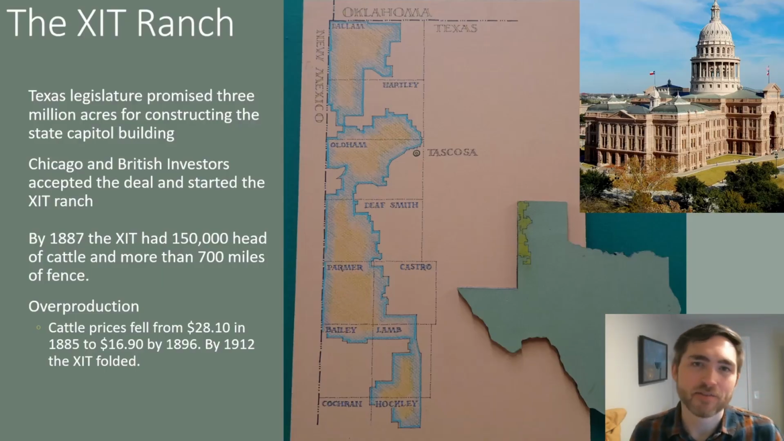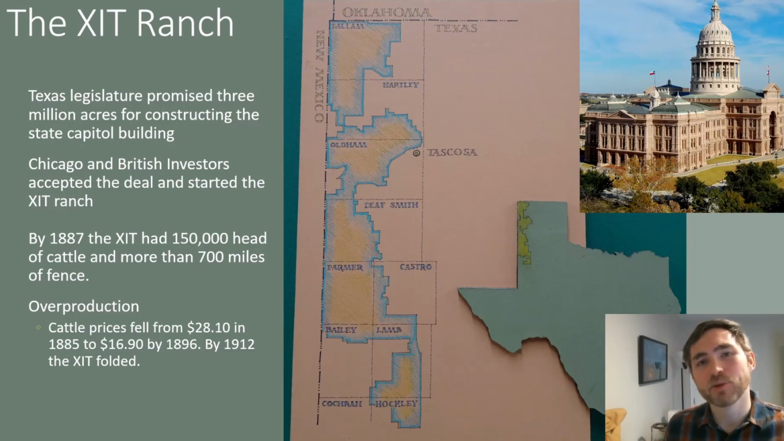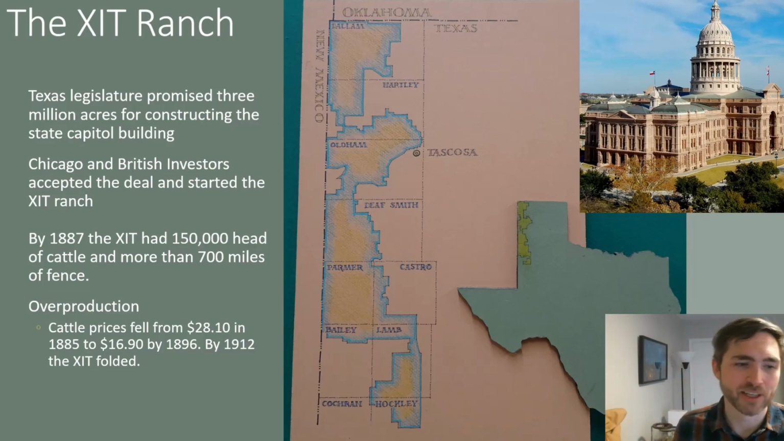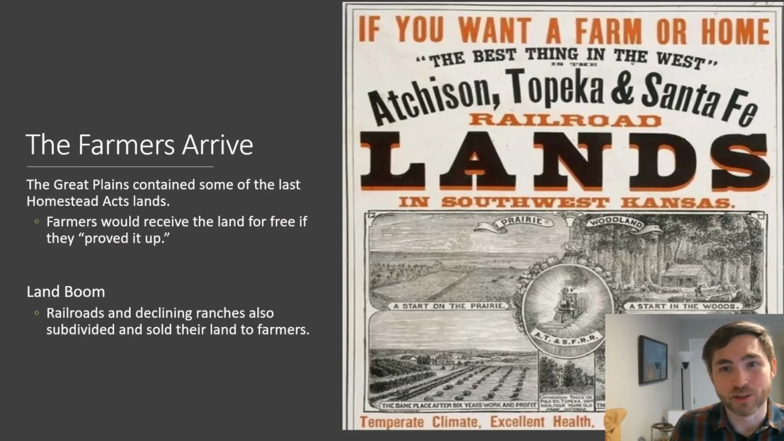It had 150,000 cattle and more than 700 miles of fence in 1887. But this economic boom in the Texas Panhandle would eventually go bust as cattle prices fell. These large ranches became victims of their own success as prices fell from more than $28 a head down to $16.90 by 1896, and it didn't take long for the XIT to fold. And this really gets us to the starting point of our main story here, which is when the farmers arrive.